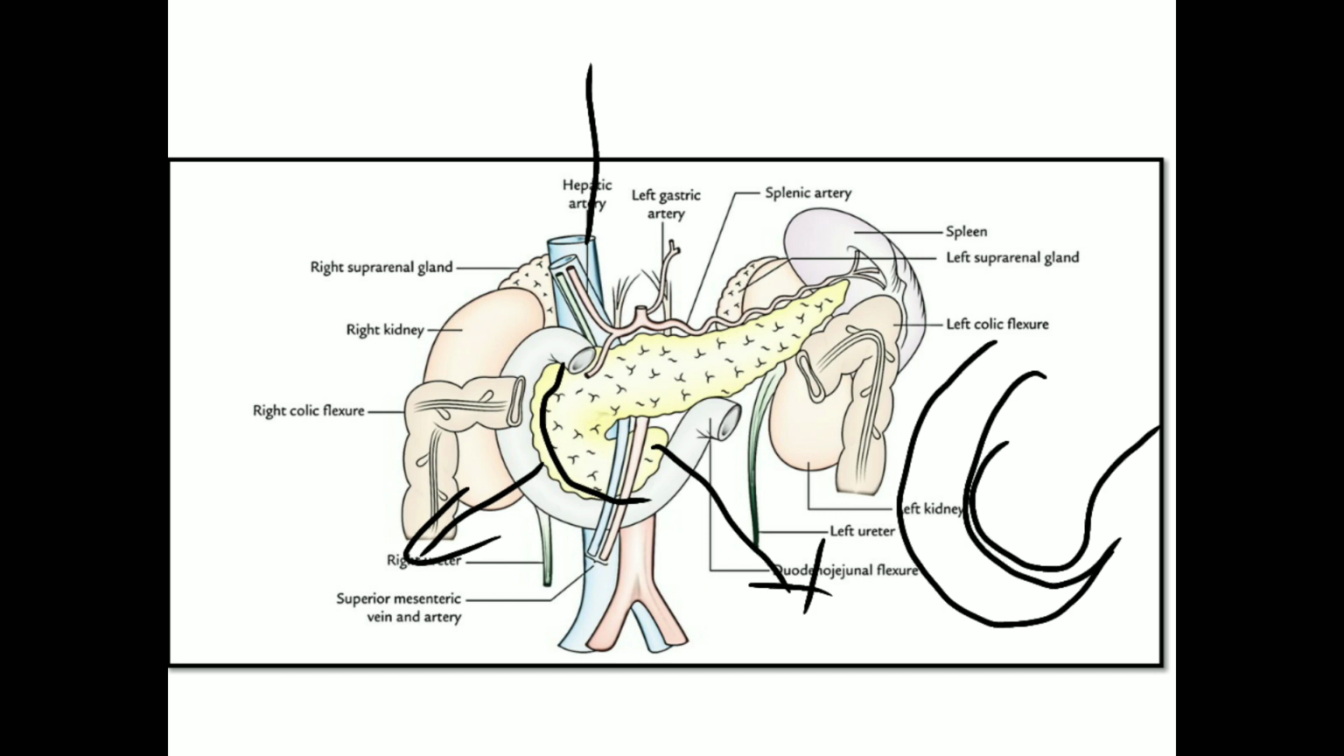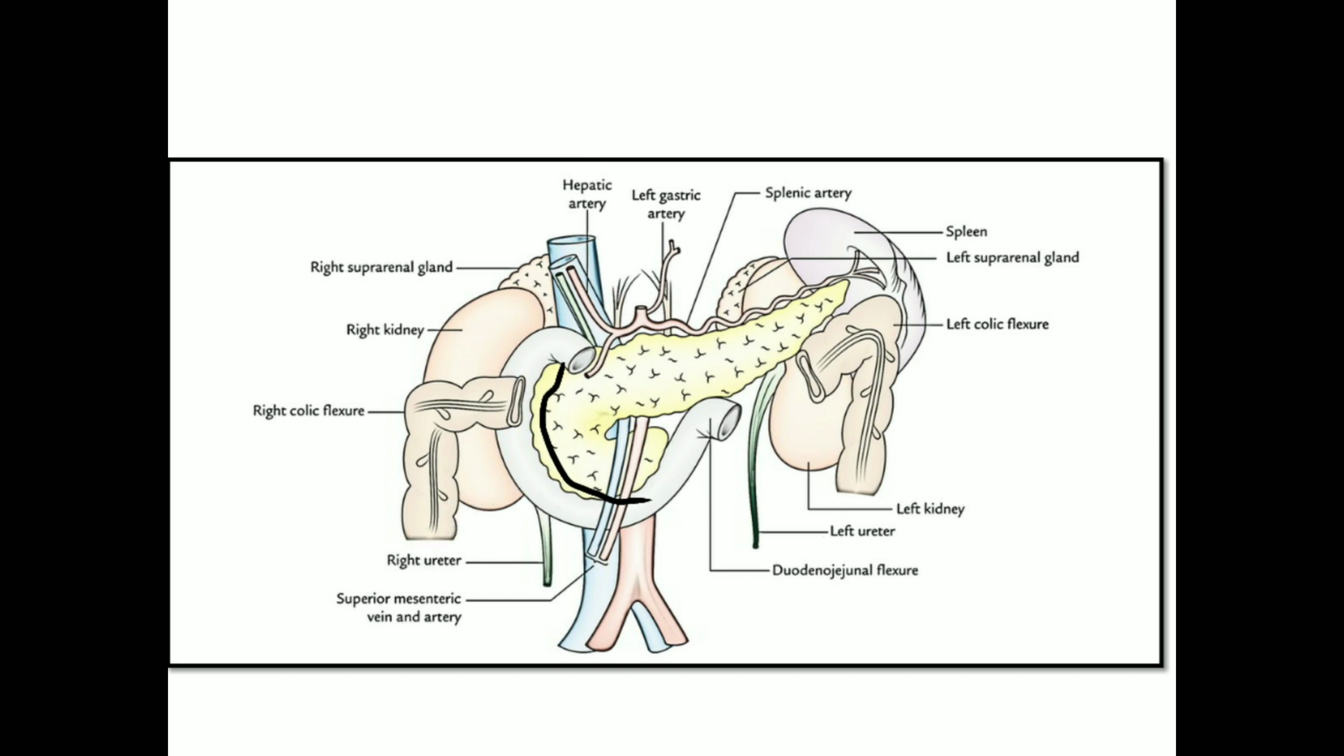Okay. Next, you will see the body of the pancreas. The body of the pancreas is anteriorly related to the stomach. Posteriorly, it is related to aorta, that is called abdominal aorta, left kidney and left suprarenal gland. Okay, left kidney and left suprarenal. You can see a left kidney with the left suprarenal gland. So posteriorly, it is related to abdominal aorta, left kidney and left suprarenal gland.